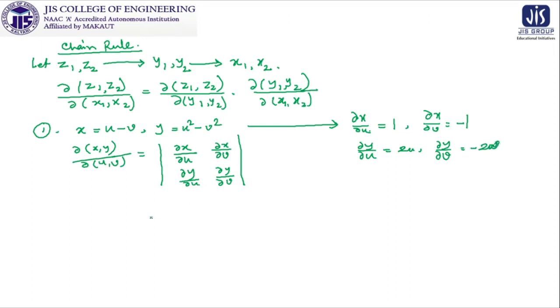So now substituting these values in this determinant, we can write 1, minus 1, 2u, minus 2v. So ultimately we get minus 2v minus of minus 2u. We get it as 2 into u minus v. This is our answer of this particular problem of Jacobian. So it is a very easy problem.